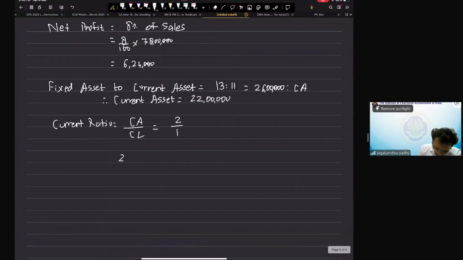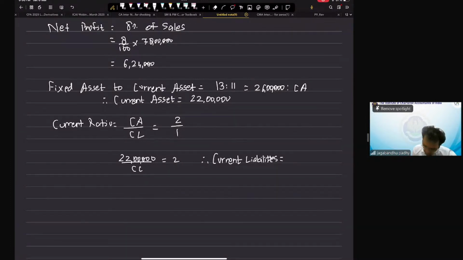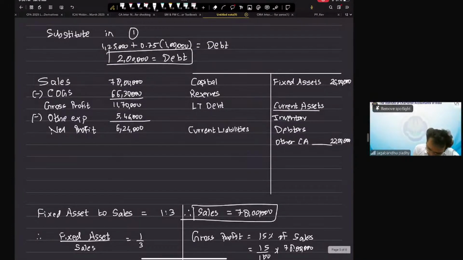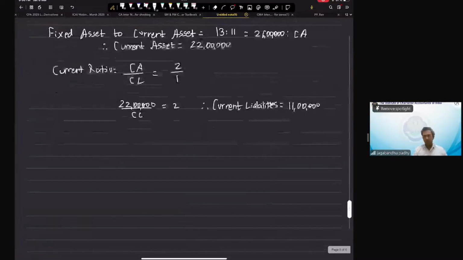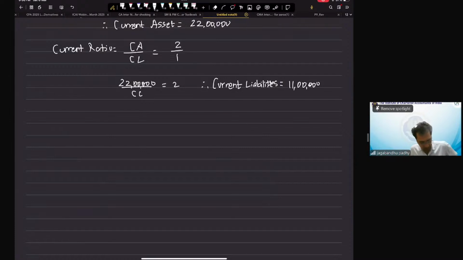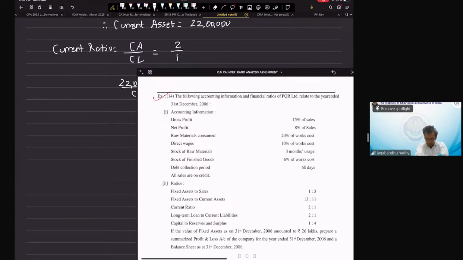The current asset is 22 lakhs on a current liability of 2. Therefore, what is the current liability amount? The amount of current liabilities is 11 lakh. Current liabilities is 11 lakh.